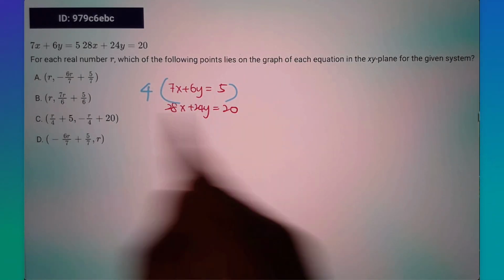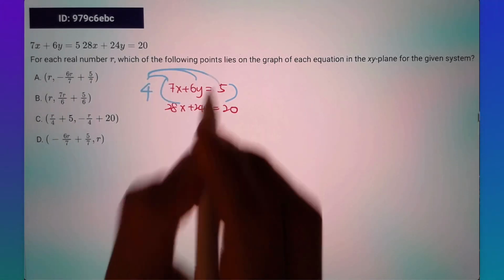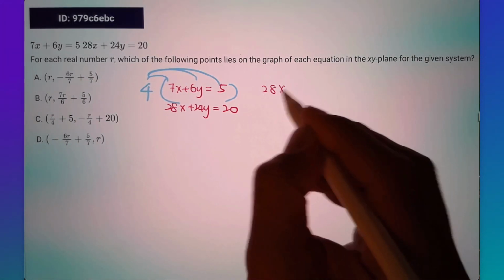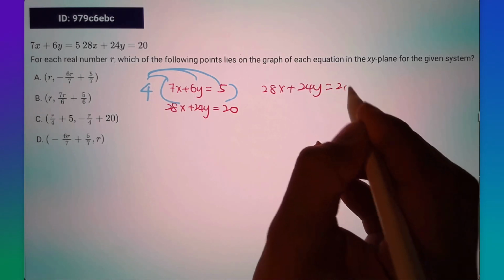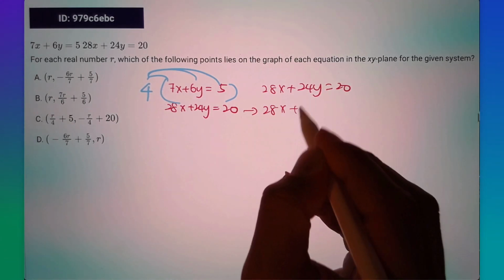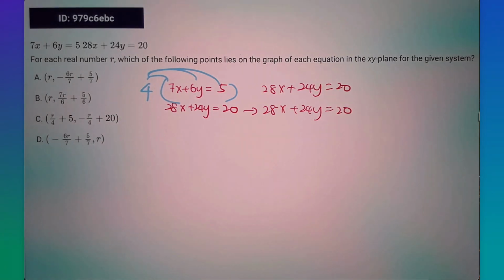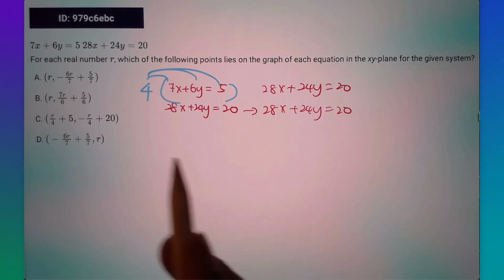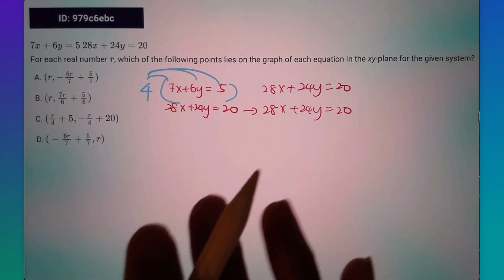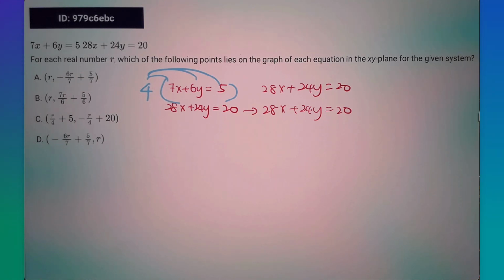Well, you're going to multiply 4 on both sides, but you can also multiply everything by 4. And you're going to get 28x plus 24y is equal to 20, which is the same thing as the bottom equation. So this means that for given x and y, they should be equal under all cases of r. Okay, so the goal is to choose a coordinate that will satisfy that whatever you put for r will give you both sides of the equation equal.